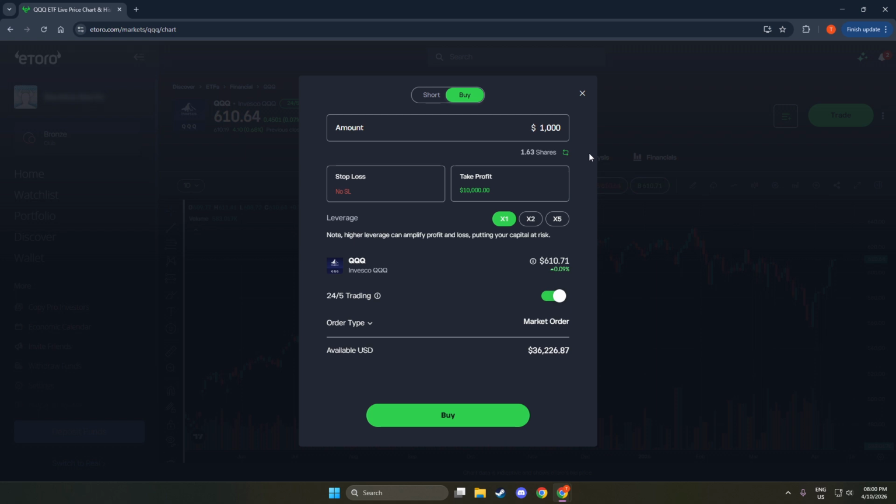Before you confirm, take a moment to check the current price and be aware that market prices can move. If markets are closed, the trade will queue until they open. When everything looks good, click Open Trade to place your order at the market price.